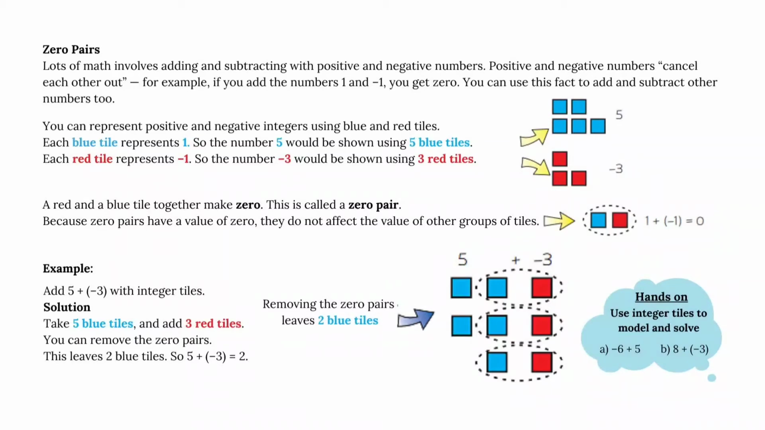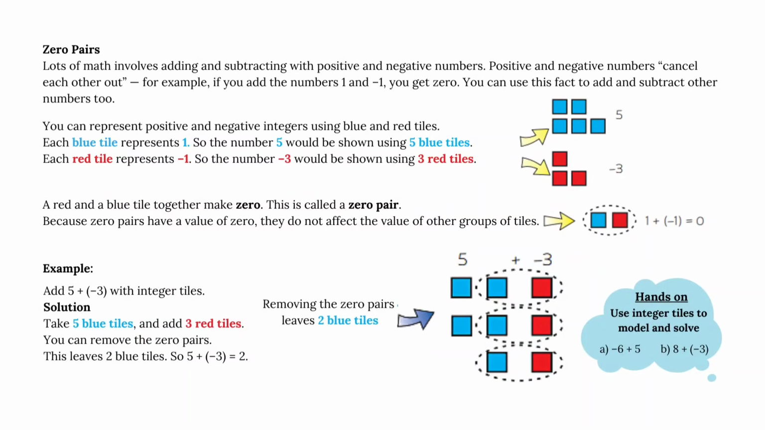Zero pairs. Lots of math involves adding and subtracting with positive and negative numbers. Positive and negative numbers cancel each other out. For example, if you add the numbers 1 and negative 1, you get 0. You can use this fact to add and subtract other numbers too. You can represent positive and negative integers using blue and red tiles. Each blue tile represents 1, so the number 5 would be shown using 5 blue tiles. Each red tile represents negative 1, so the number negative 3 would be shown using 3 red tiles.